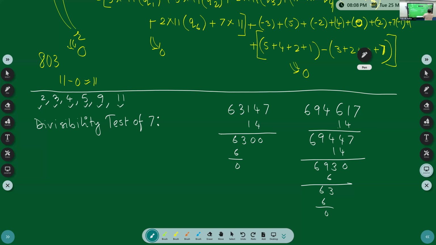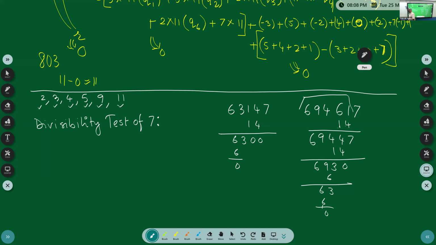I keep making the number smaller and smaller. I only multiply the last digit 7 by 2, write it here, and leave everything else. Then the difference, this number minus 14. We get this number. Last digit 7, again multiply by 2, subtract. 63: 3 into 2 is 6, 6 minus 6 is 0. That is how you can reduce it very fast.